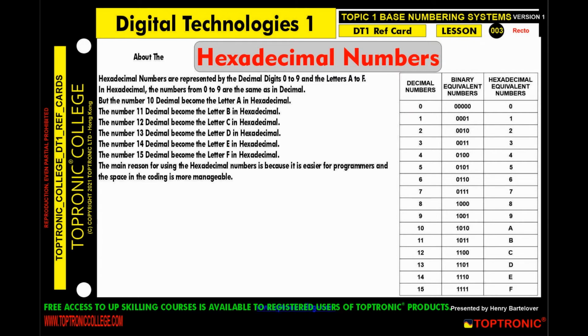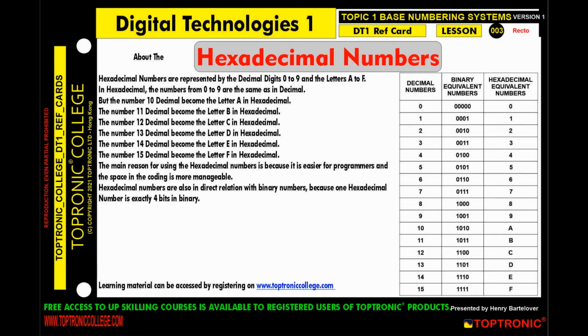The main reason for using the hexadecimal numbers is because it is easier for programmers, and the space in the coding is more manageable. Hexadecimal numbers are also in direct relation with binary numbers, because one hexadecimal digit is exactly 4 bits in binary. A 4 digits hexadecimal number is represented by 16 bits. It is easier for a programmer to deal with 4 hexadecimal digits instead of a 16-bit number.